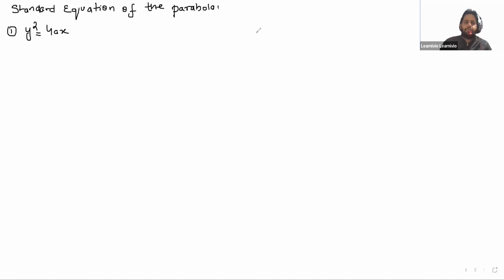Standard equation of the parabola. Okay, so first is y square is equal to 4ax. This is the first standard equation of the parabola. Now the graph of this is like this.